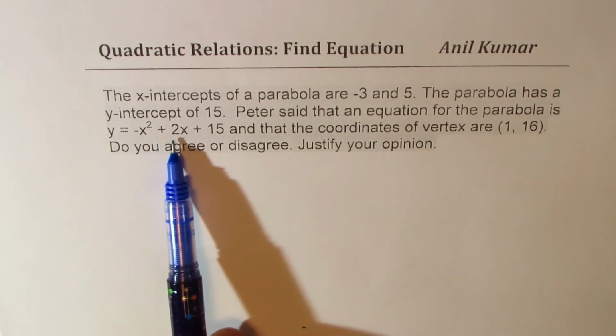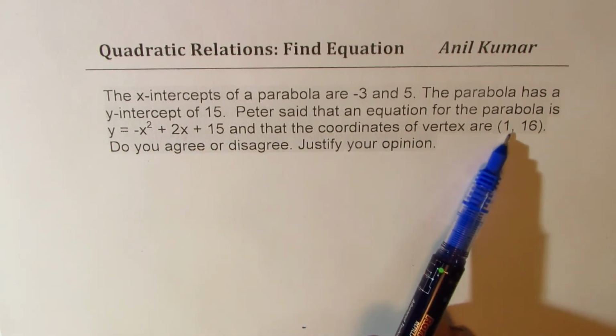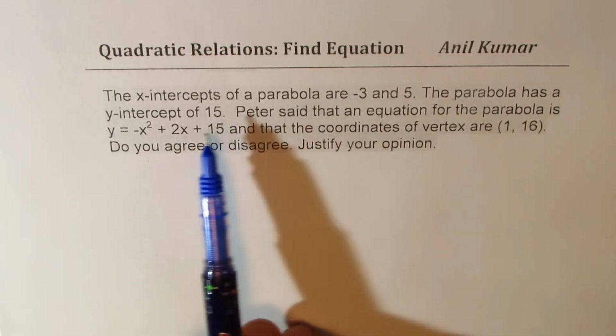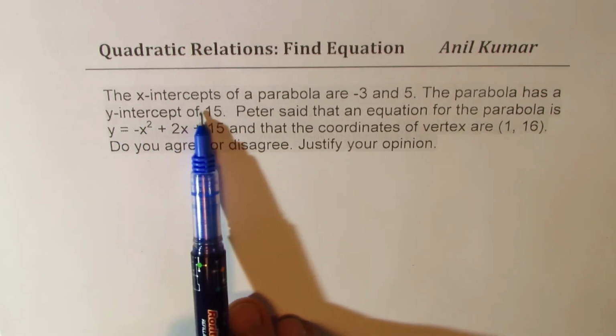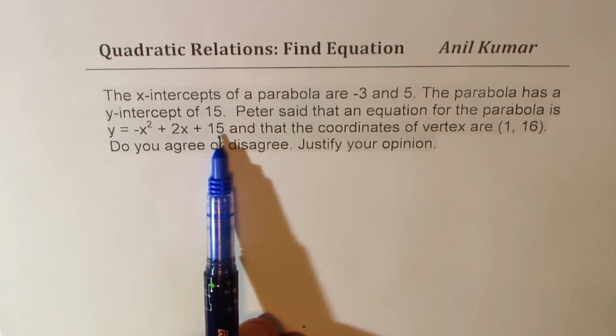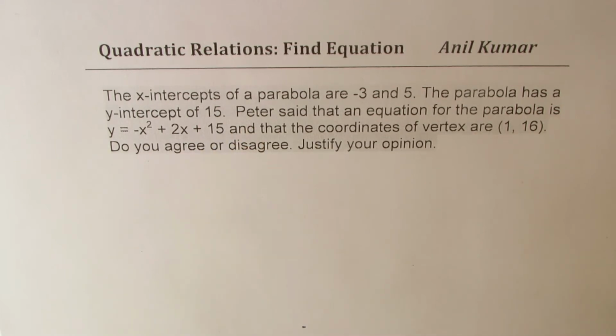Now in such questions, sometimes students will make a mistake, and that is they will begin with Peter's equation, verify that the vertex is (1, 16), and conclude that this equation is correct. They also can see that the y-intercept of 15 is a correct value. Perfect. And that will be a wrong answer. So that's a word of caution. Don't do that.